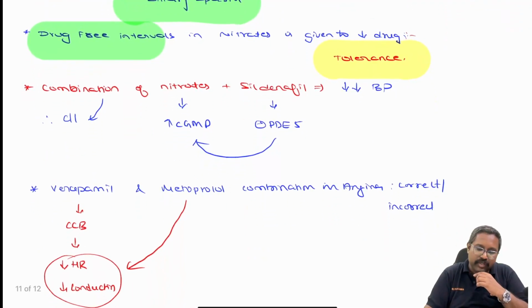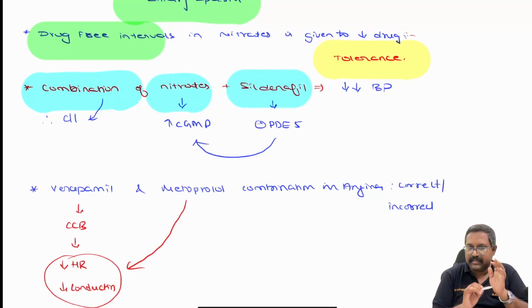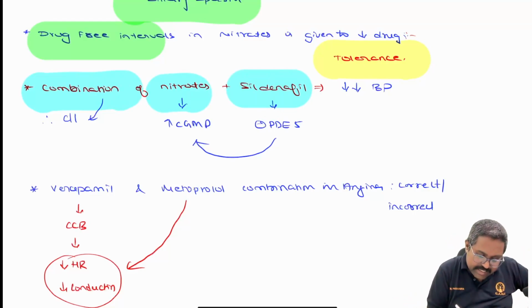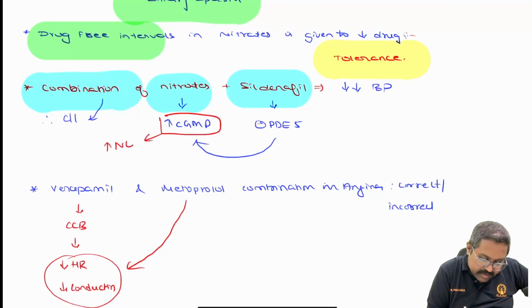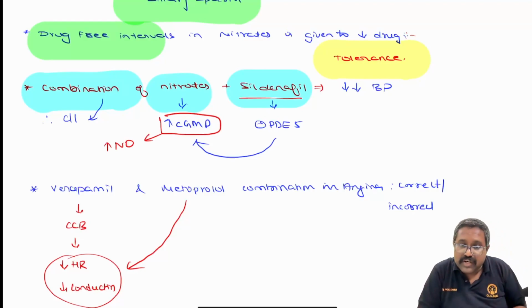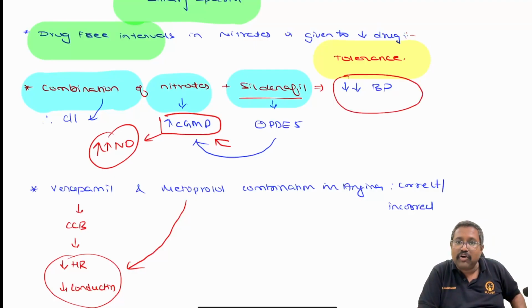So next question, very important, is can we combine the nitrates and the sildenafil? Not at all. We cannot combine nitrates and sildenafil. The reason being, as you can see here, the nitrates are going to increase the cyclic GMP, which causes an increase in nitric oxide, and sildenafil is a drug which is used for erectile dysfunction. It is a phosphodiesterase 5 inhibitor, which again is going to increase the cyclic GMP, which will increase the nitric oxide. There will be an exaggerated fall in blood pressure, that is hypotension will occur, which is not a good idea, so do not combine the nitrates with sildenafil.